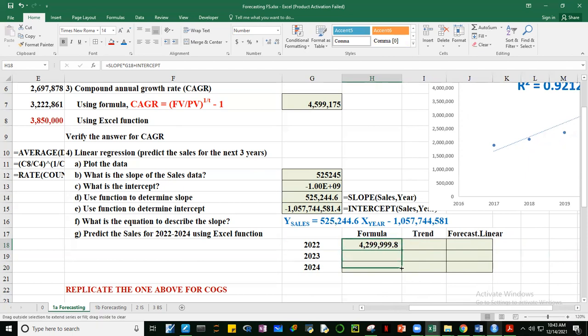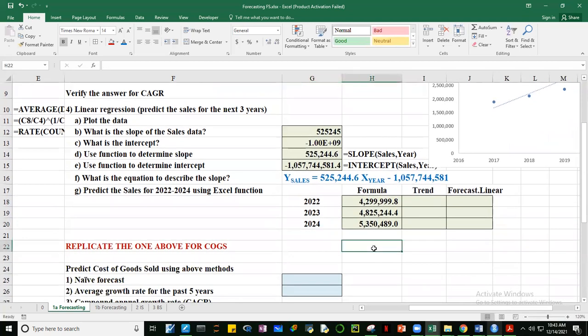And we can copy this one. Okay. 2022 predicted sales, 2023, 2024. Anong difference, guys? Let's take the difference between 2023 and 2022, and yung 2024 and 2023. Di ba ang difference sila yung slope, yung 525,244. Kasi nga, ang ibig sabihin ng slope, for every 1 year increase, mag-i-increase yung predicted sales natin ng 525,244. So exactly as expected. Ito yung i-increase ng sales natin linearly. Ibig sabihin pareho yung increase.